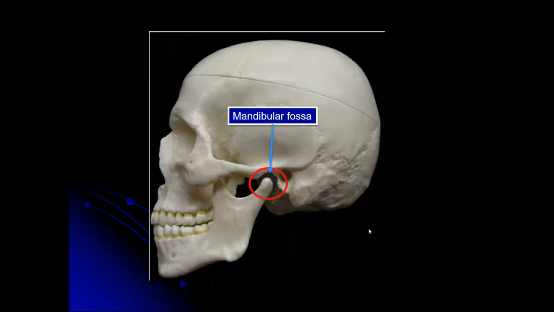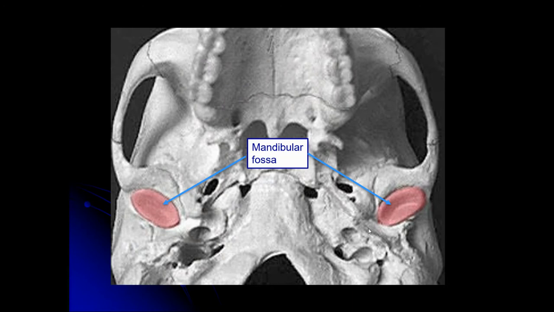Another thing you can see in this view is where the jawbone attaches. So the jawbone attaches in a fossa. The jawbone is called the mandible, so this is the mandibular fossa. And if we take the jawbone out and flip it back over again, you can see those mandibular fossae.